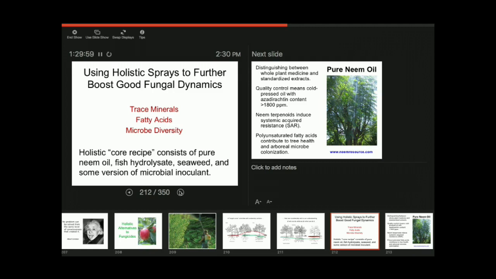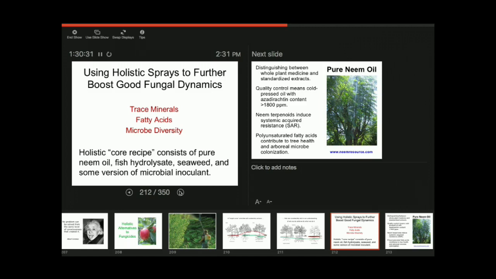typically in a fungicide or an insecticide product, you list the active ingredients. The active ingredients I'm going to work with are trace minerals, fatty acids, and microbe diversity. All pretty good stuff. And this core recipe is going to consist of different seed oils for the fats, fish hydrolysate, and I'm going to explain what that term means, seaweed of one form or another, and some version of microbial inoculant.